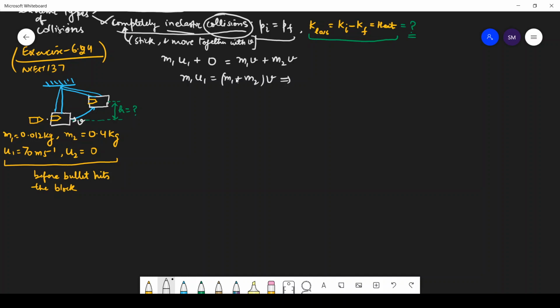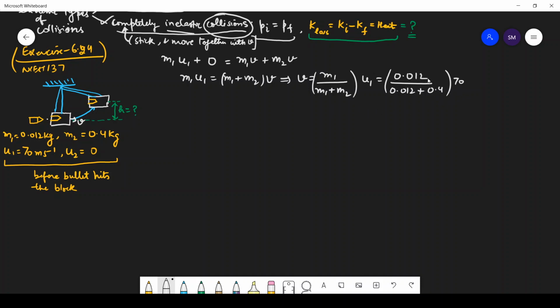So if you want to find out the final velocity, what will the final velocity be? Final velocity is equal to m1 upon m1 plus m2, into u1. So students, put the values. What is m1? 0.012. What is m1 plus m2? 0.012 plus 0.4. And what is u1? u1 is 70 meter per second.